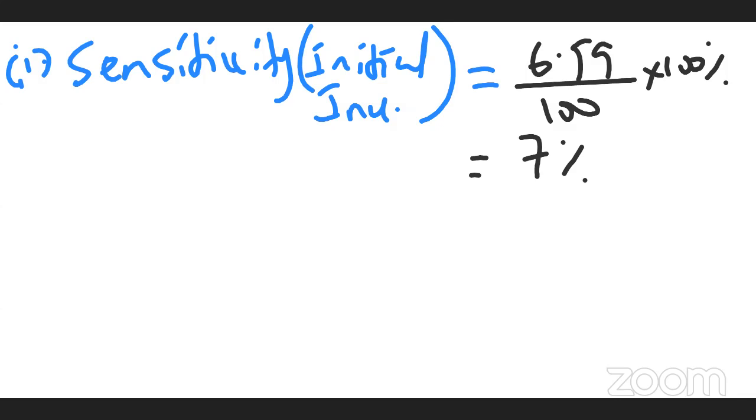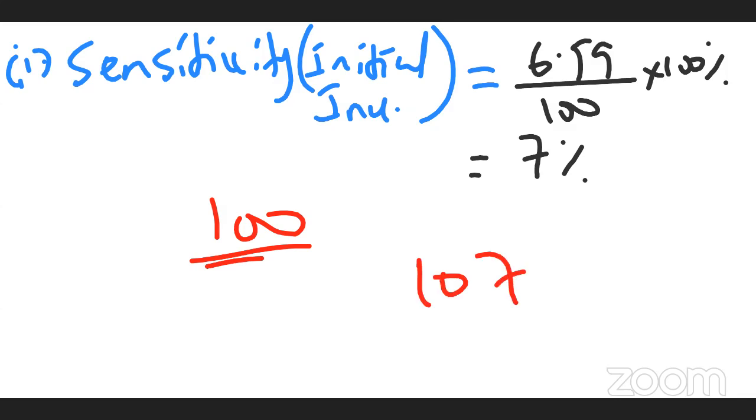So contextualizing that, we are expecting that the initial investment should be $100 or $100,000. If it increased by 7%, that is, if we actually pay $107, that means that this project will have a zero NPV, or we will be having a break-even there. We won't make any profit. We will not also make losses as an organization. So that is the first thing, sensitivity to the initial investment.